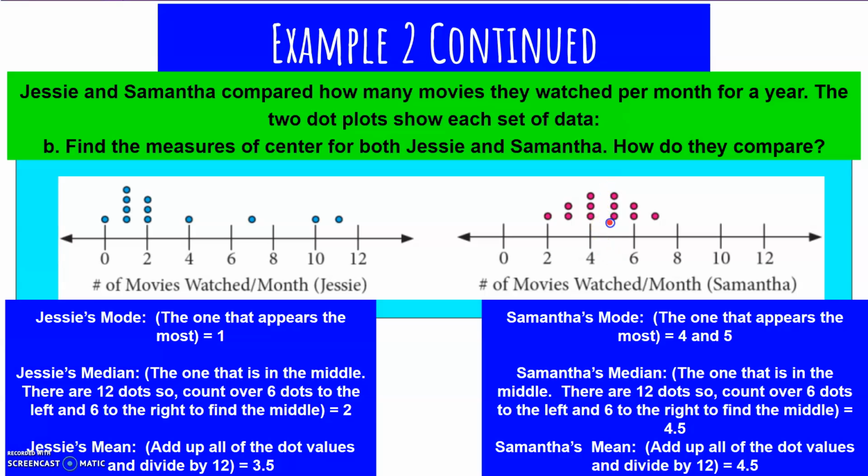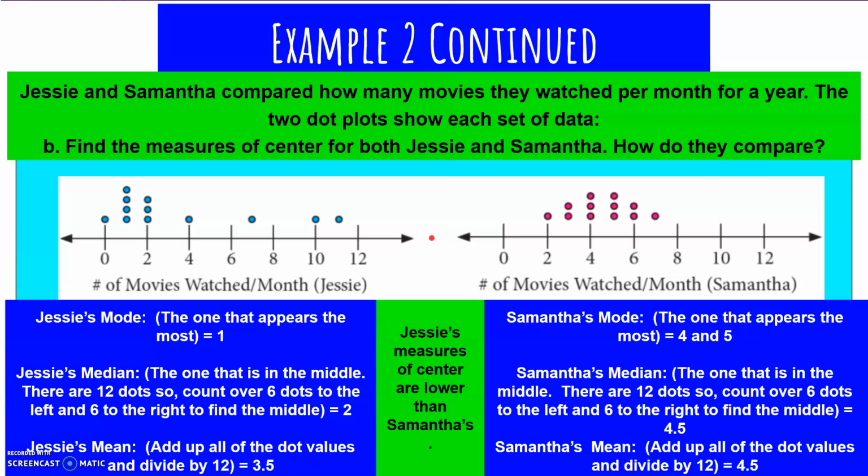It's very interesting. Her measures of center are pretty much all the same. Her mode, 4 and 5, bookends her median and her mean, which are both right in the middle of 4 and 5. So her measures of center are exactly in the center, whereas Jesse's mode is down here at the bottom, his median is 2, and his mean is right here in the middle. You see that there.